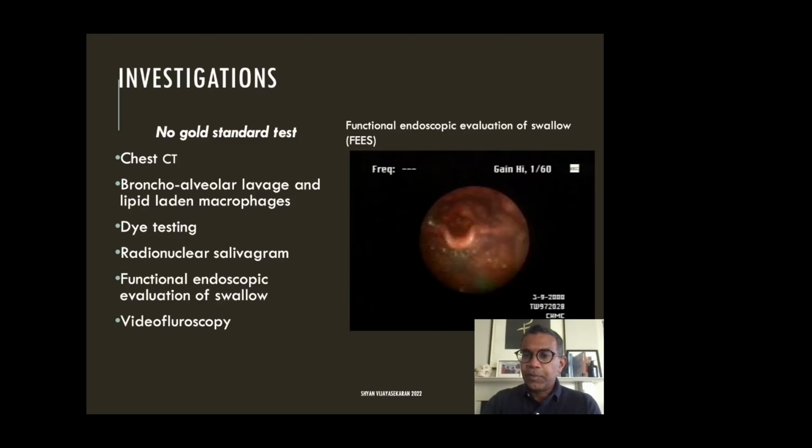To confirm the presence of aspiration, one can perform a FEES study, as shown here, or a video fluoroscopy. In children with a tracheostomy, dye testing may also be useful. In some cases, a radionucleosalivagram will confirm the diagnosis. Imaging of the chest can also be performed to assess the state of the lungs. Bronchoalveolar lavage with histopathological assessment of the secretions for lipid-laden macrophages is also used.